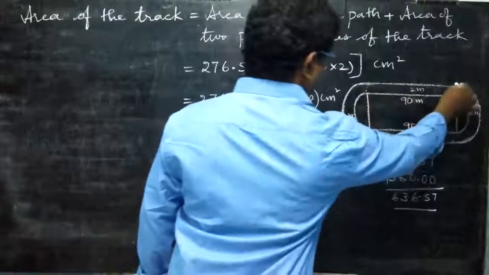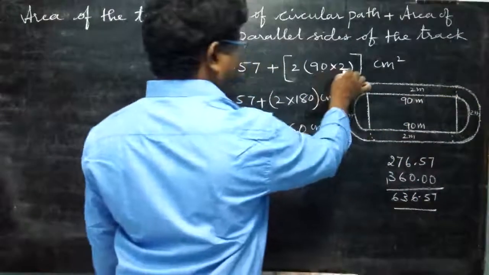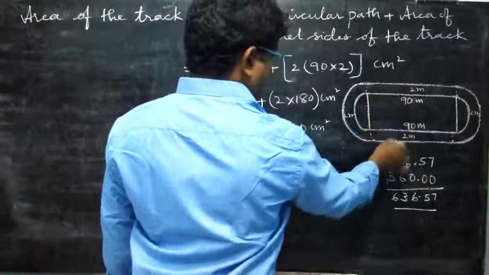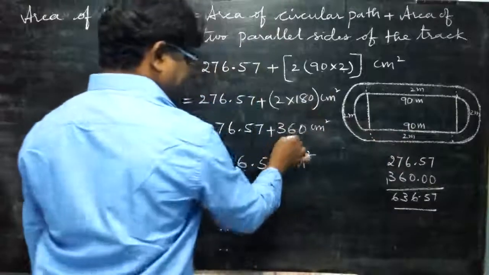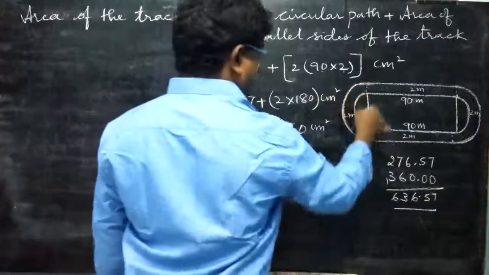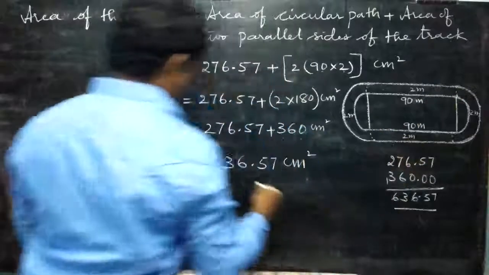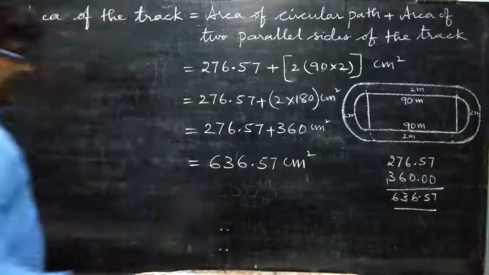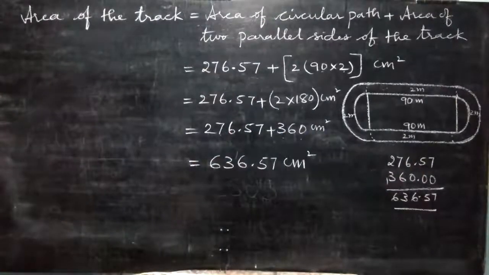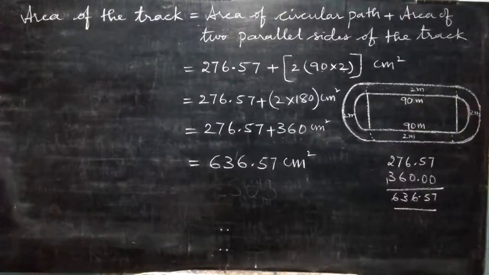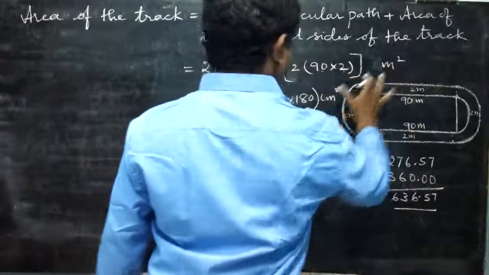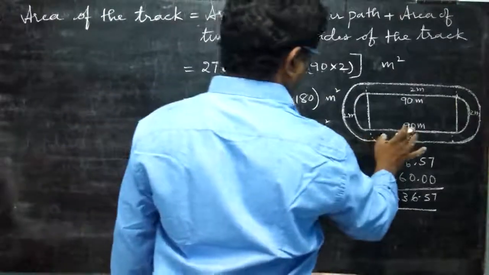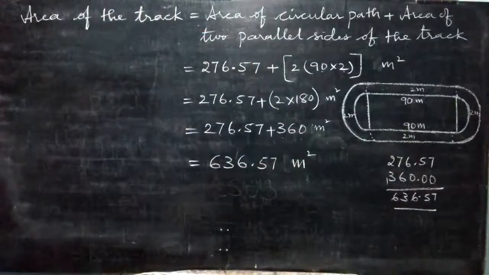This is a rectangular shape. L into B, length into width, 180. Like that, two parallel sides, into 2 we did 360. This is already the circular track or circular path. How much did we get? Separately we did 276.57. Add, then you will get 636.57. Here meters they have given, no? Meters, change, not centimeters. Meter square. If you have written centimeters anywhere, please correct that one. Everywhere meter square only.